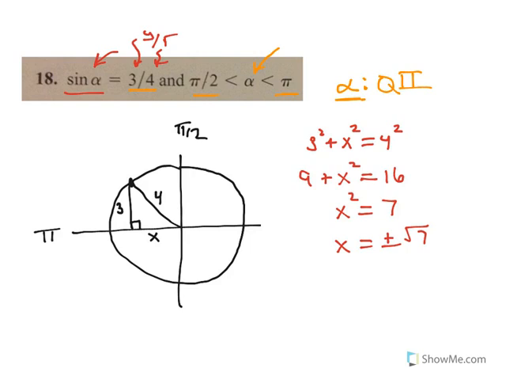So which one makes sense, the plus or the minus? So since we're in quadrant 2, x is going back to the left, so x is going to have to be the negative square root of 7. So that's going to be our x value. So let's put that into the picture. So we now know that x is going to be negative square root of 7.